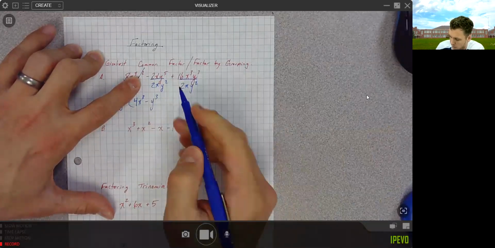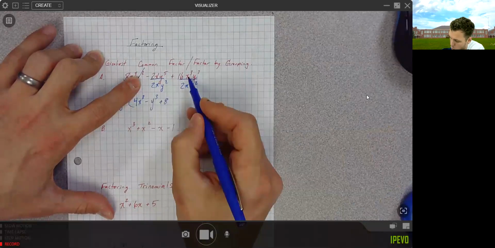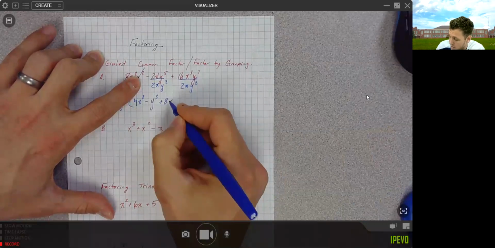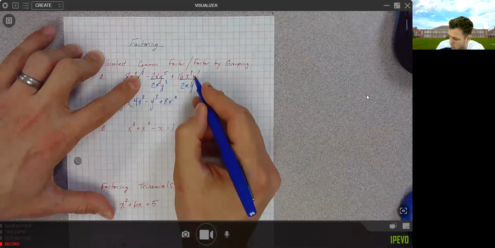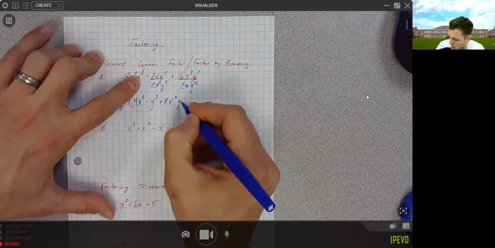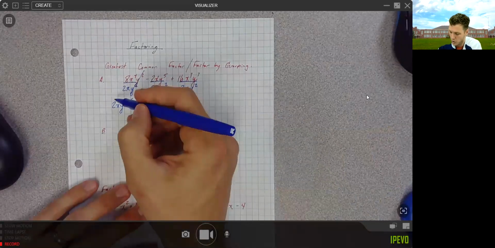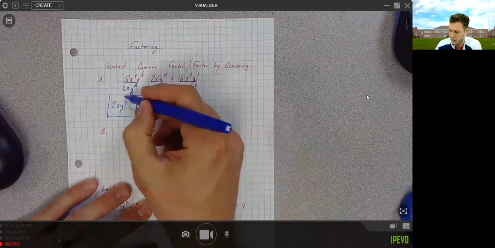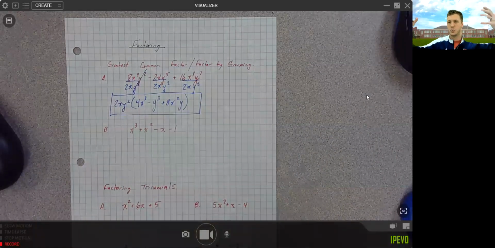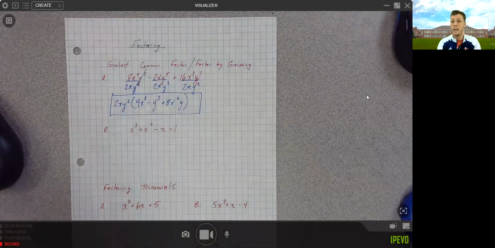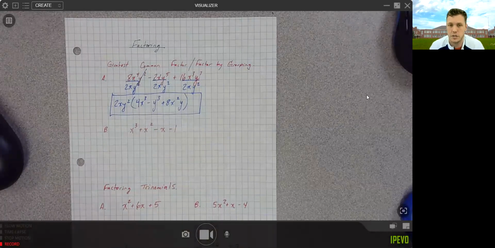And the last one, 16 divided by 2 is 8. x^3 divided by x is x^2. y^3 divided by y^2 is y. All right, and so that's your answer. All we're doing when we are factoring is taking a larger expression and trying to break it up into more manageable expressions. And it's super helpful when we go to actually try to solve these types of equations. But right now, we're just factoring.